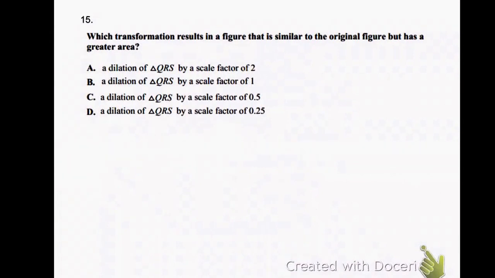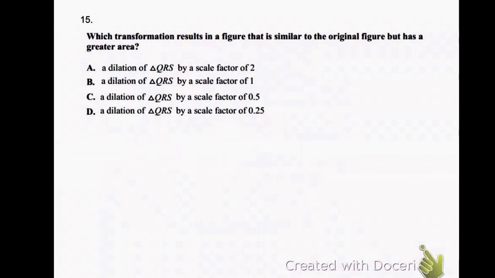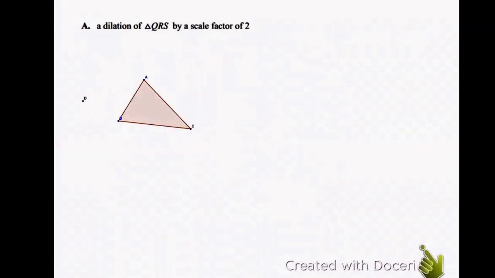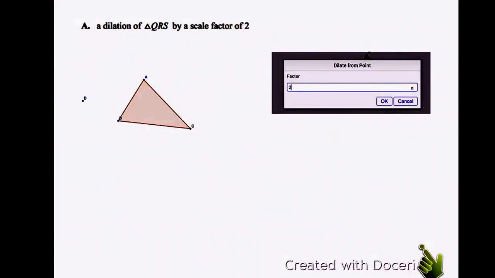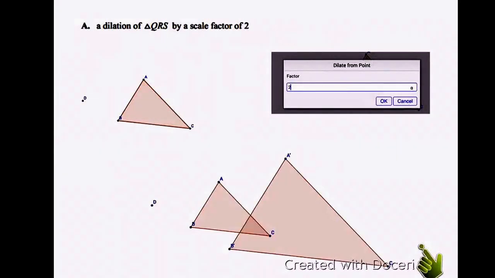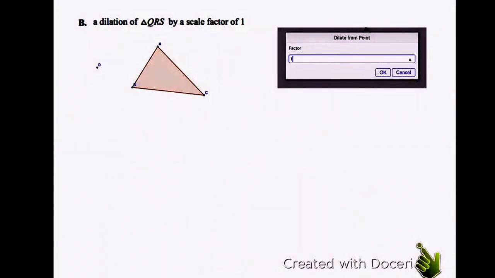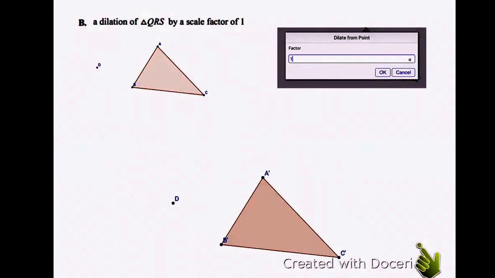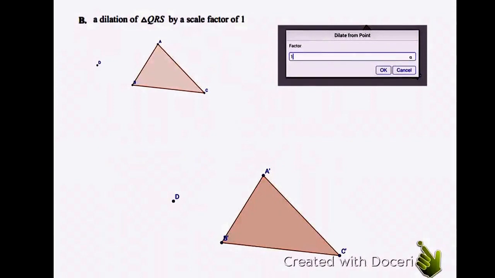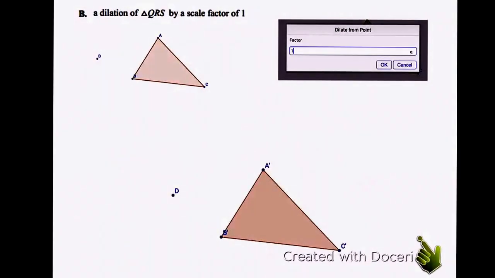Number 15. Which transformation results in a figure that is similar to the original figure but has a greater area? So let's look at our answer choices. If I want a dilation of triangle QRS by a scale factor of 2, I tell it to dilate by a factor of 2, and this is my image. Would you say that's larger or smaller than my pre-image? Let's look at B. A dilation of QRS by a scale factor of 1. So if I put in my scale factor of 1, there's my pre-image. Notice I only see one figure. That means my pre-image is on top of my image.